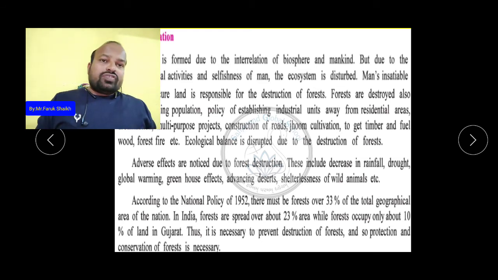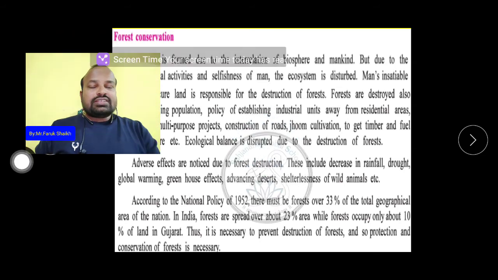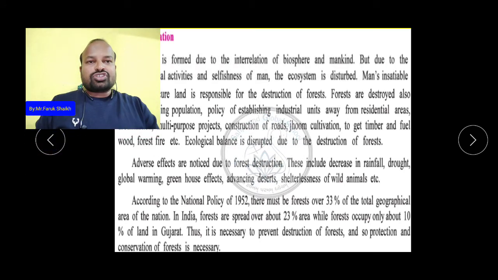Also to get the different types of products of the trees, forests are cut. And also natural causes like forest fire are responsible for the destruction or the deforestation, and that is the reason the ecological balance is disturbed due to the destruction of forest. Adverse effects are noticed due to the forest destruction. These include decrease in rainfall, drought, global warming, greenhouse effect, advancing desert, shelterlessness of wild animals, etc.